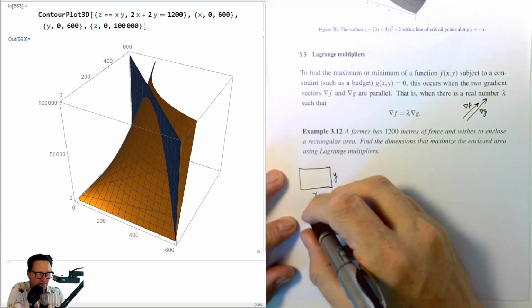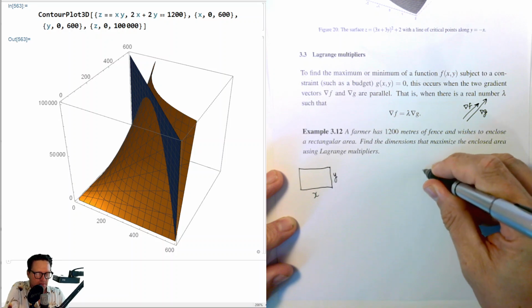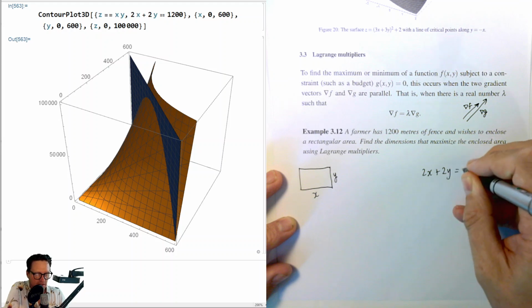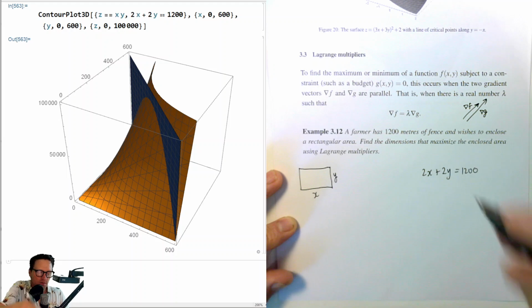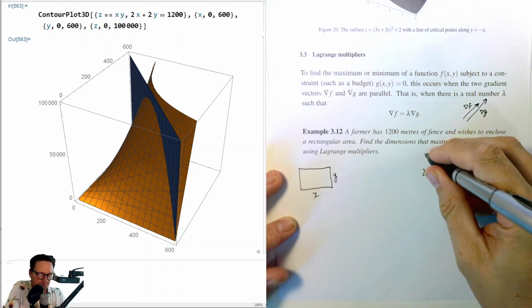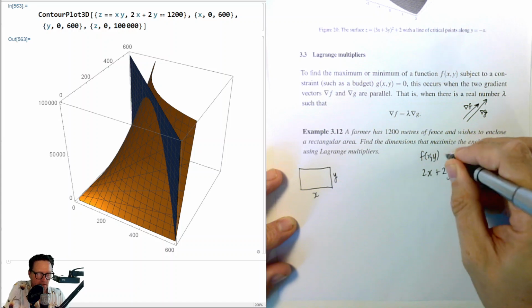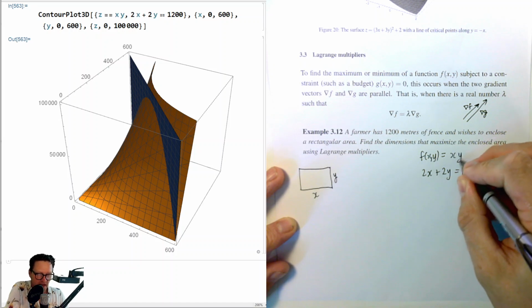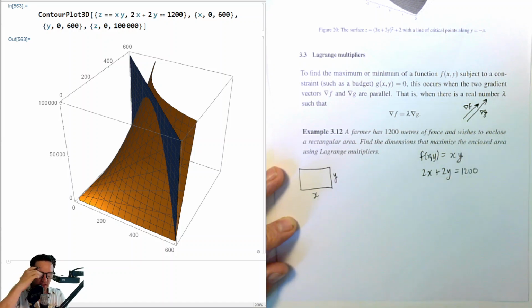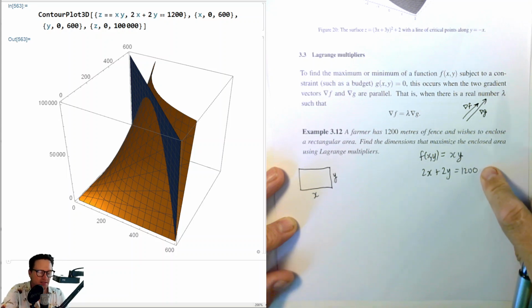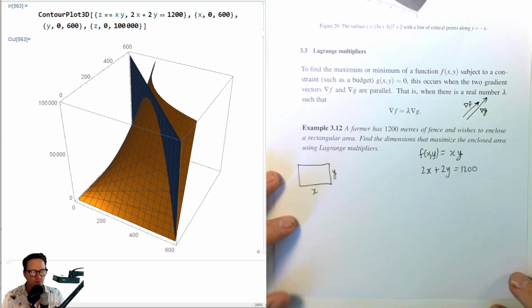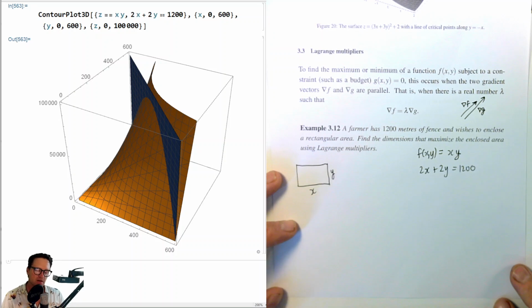So that gives us 2x, because there's 2 of those of length x, plus 2y is 1,200 meters. Now the function being the area, so let's say f of x, y is equal to the product of x and y, the area. So we want a maximum area subject to this constraint here. All right, so this says do this with Lagrange multipliers, but I want to also remind you of the technique that you used in functions of one variable calculus.